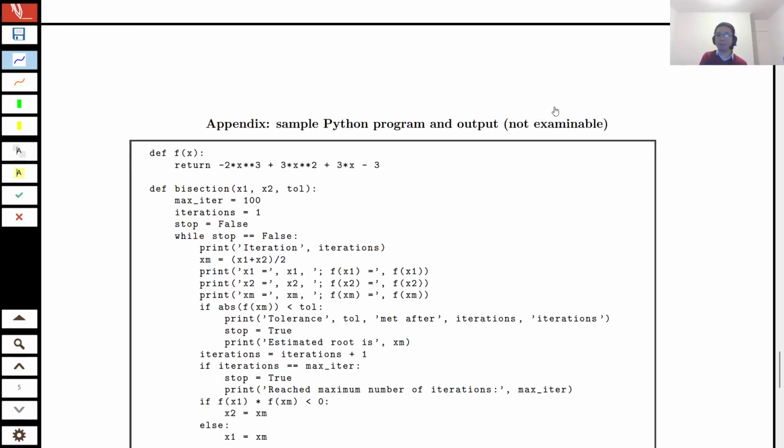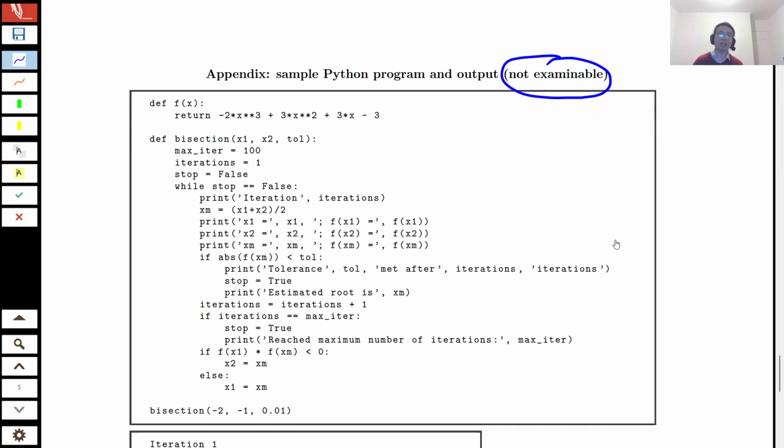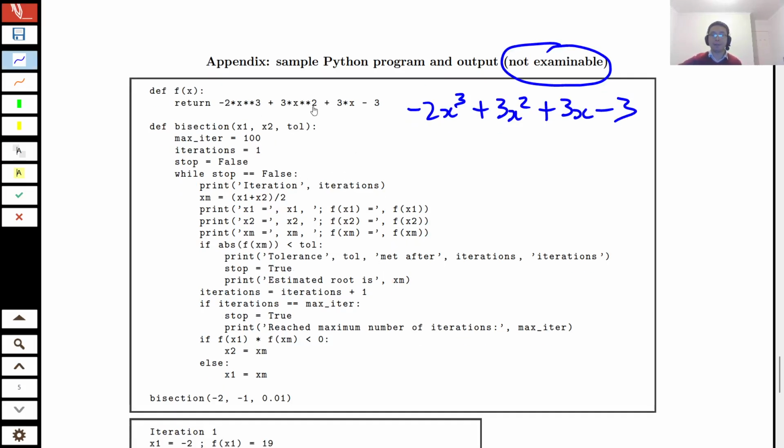Now, this is not examinable. In the handout, which you all have access to, I've given you an example of a Python program that implements the bisection method. And this has the same function that we used before, minus 2x cubed plus 3x squared plus 3x minus 3. You see these two asterisks here? That's the Python operator for the power. I gave you pseudocode before. Here is some real code in Python. And since you've done some work in Python, you should be able to read this program. This function here, absolute value, it forces a number to be positive.